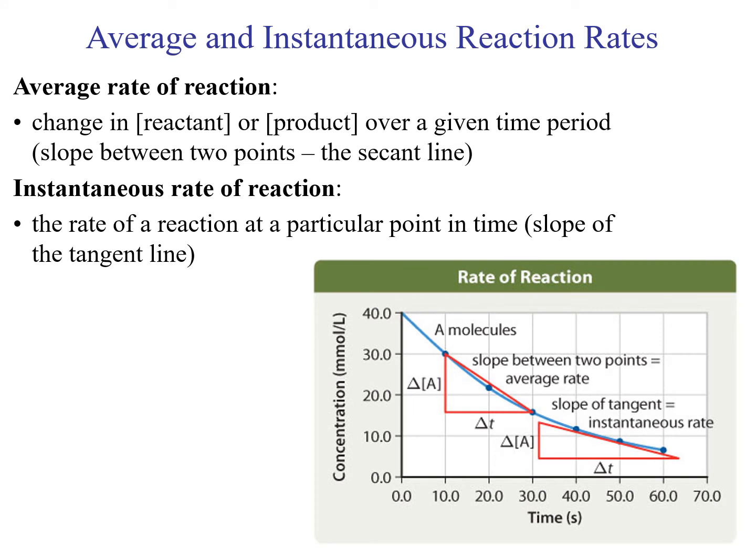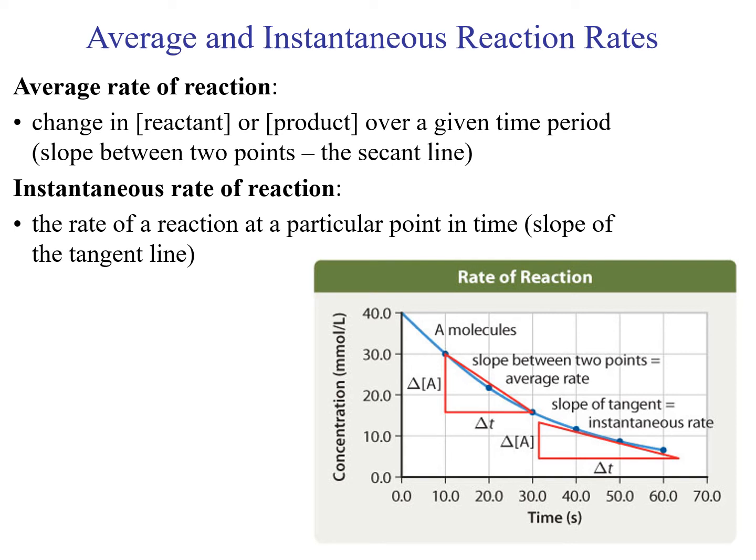This graph shows how we can understand the difference between these two kinds of reaction rates. The first triangle on the upper left is an example of how we can determine average rate of reaction. You use two data points on the curve and connect them with a straight line. This is called the secant line. Its slope is equal to the average rate of reaction.